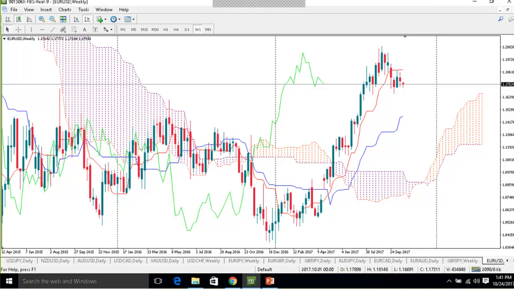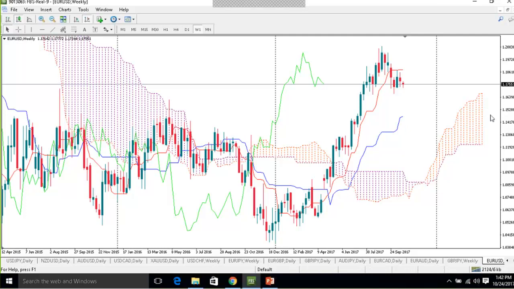I told you that these lines act as support and resistance. The cloud acts as support and resistance, and the red and blue lines do this function as well. Currently, we see that on the weekly chart, euro-dollar went below this first support, the red line, Tenkan-sen, and this line is acting as resistance. Now, of course, we have this blue line in focus for the correction to the downside.